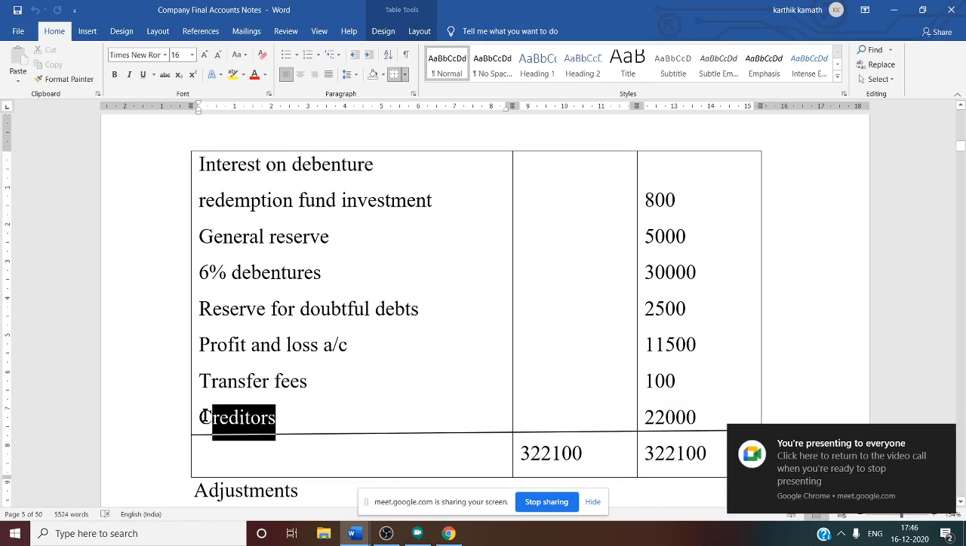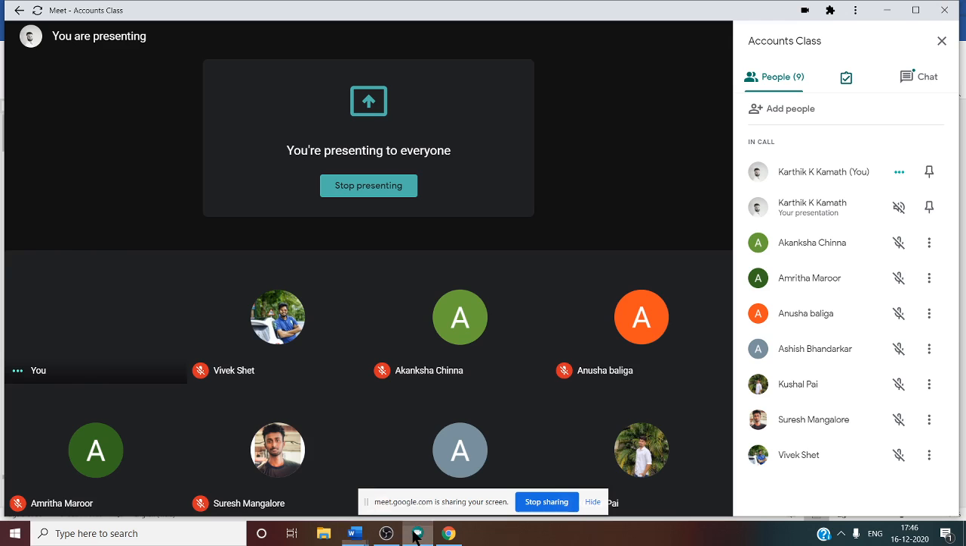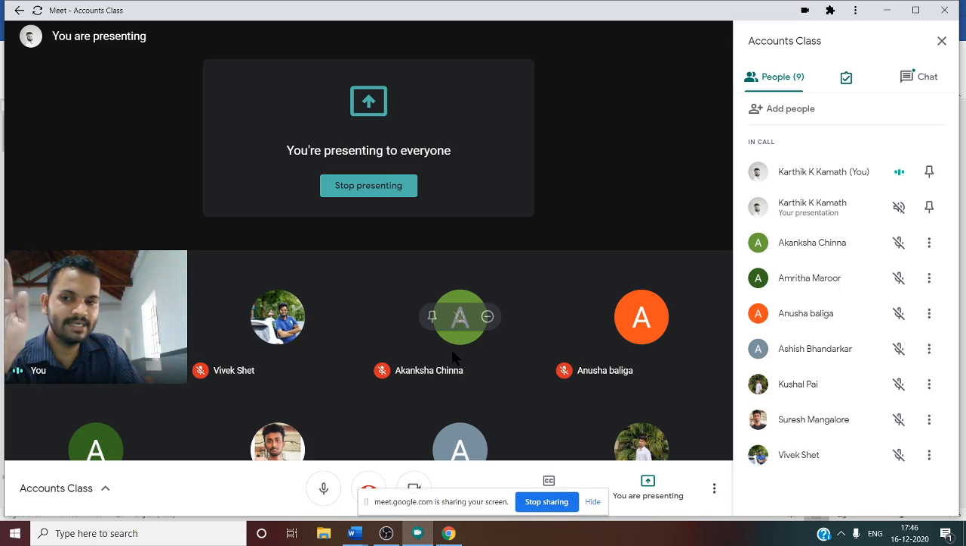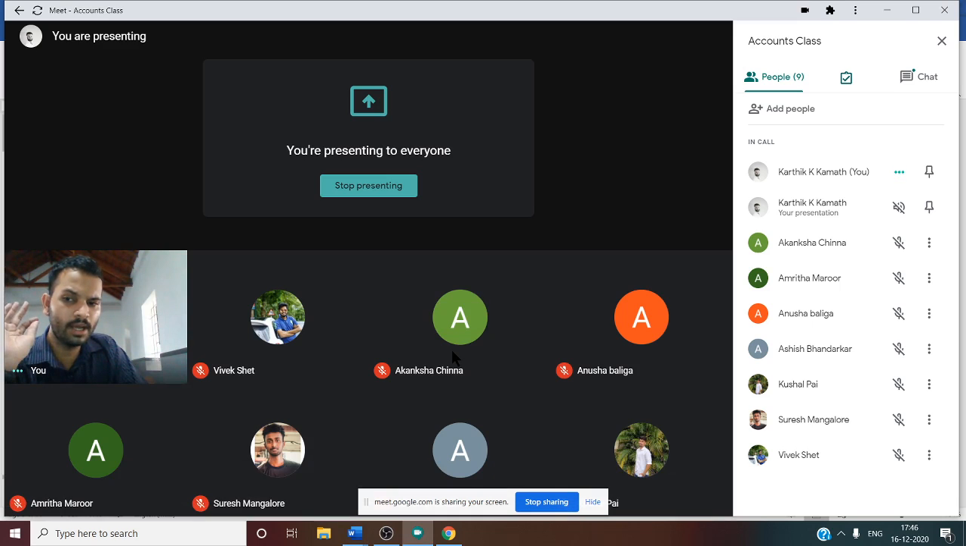Then creditor. Creditor, you have to tell me now where it will come. Creditor, liability side, but what is the working note head for creditor? What is the working note head for creditor? Can you tell me?